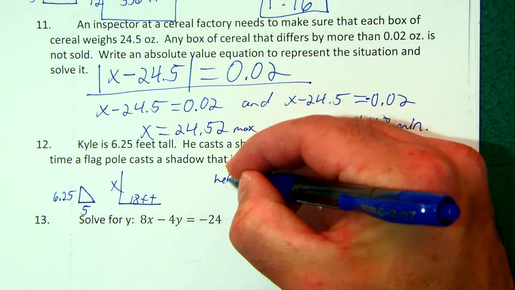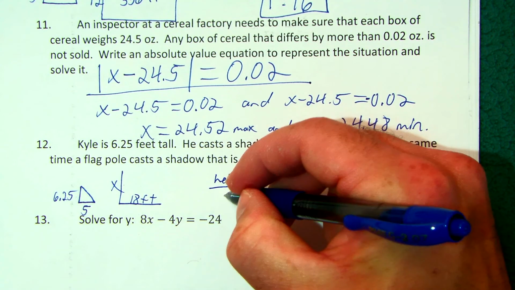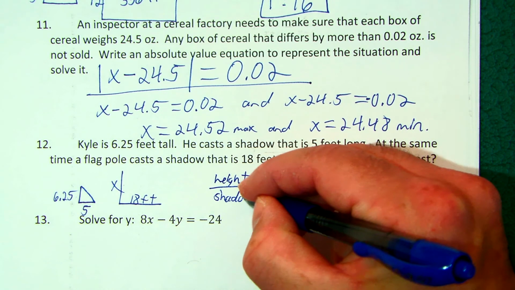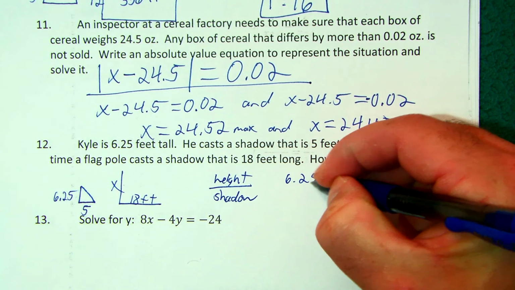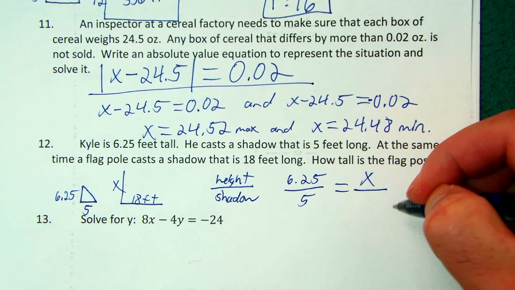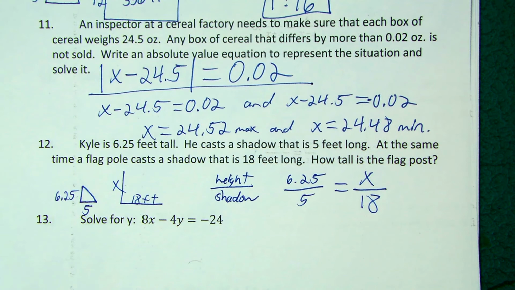So in our ratios here, the height will go in the numerator. The shadow will go in the denominator. So I got 6.25 over 5, and that's going to equal the height of the flagpole divided by the shadow of the flagpole. And that's the ratio we're going to solve now.